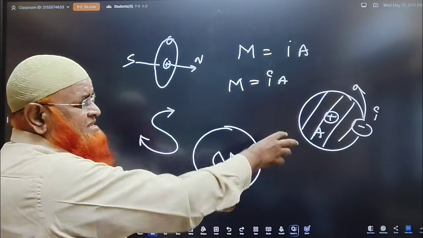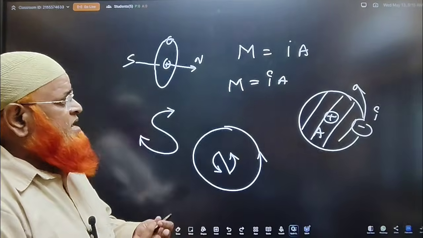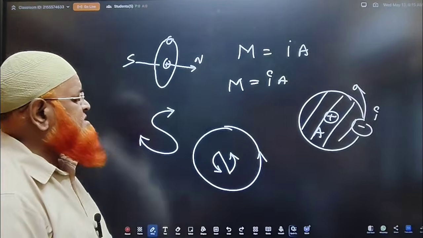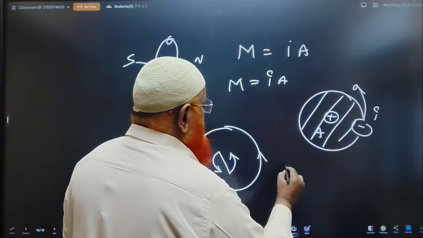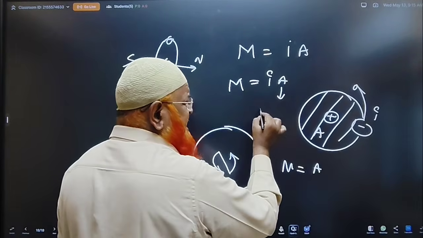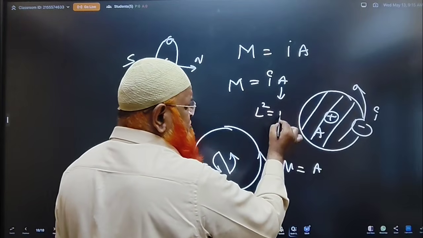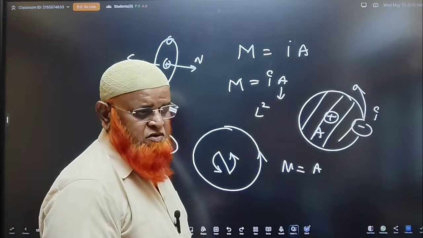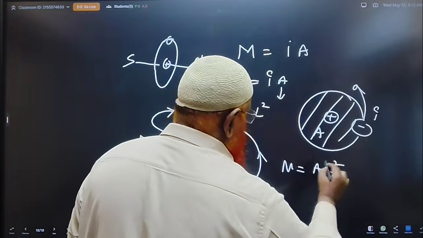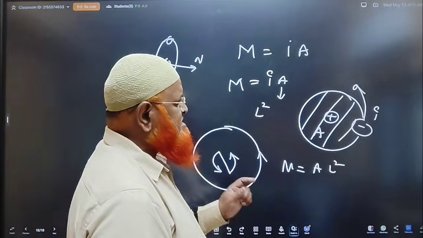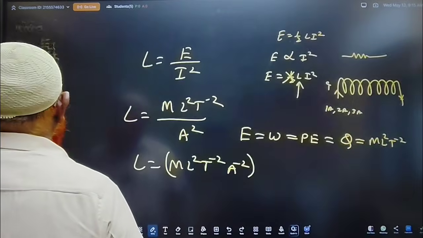So now this atom is acting like a magnetic dipole and the current passing is I and the area is going to be A. So what is the formula for this? See, here I means current, A is nothing but area, which is L square. The dimensional formula of area is L square, length into breadth. So I into L square. So that is the dimensional formula for magnetic dipole.